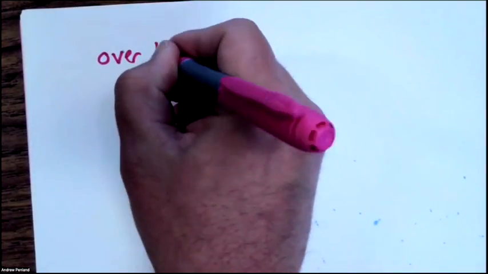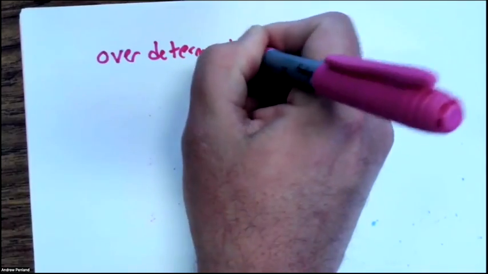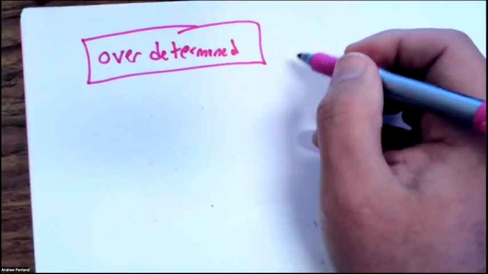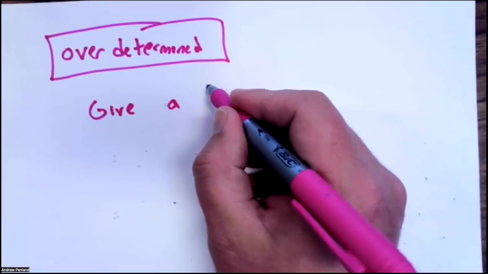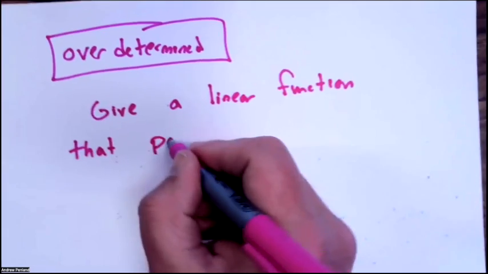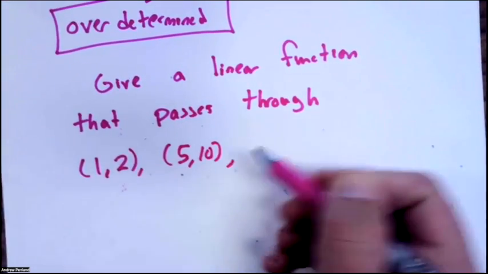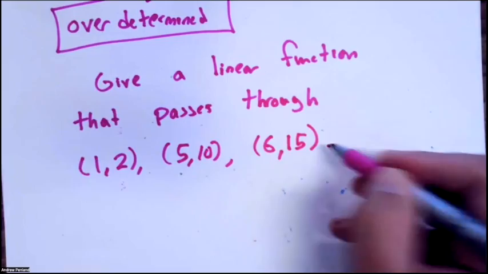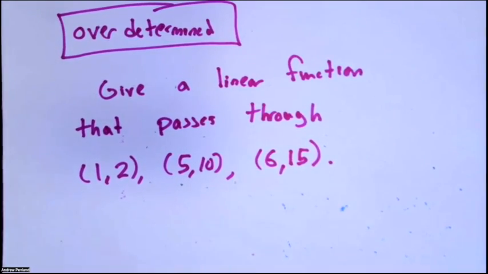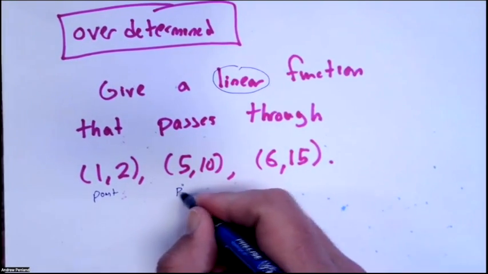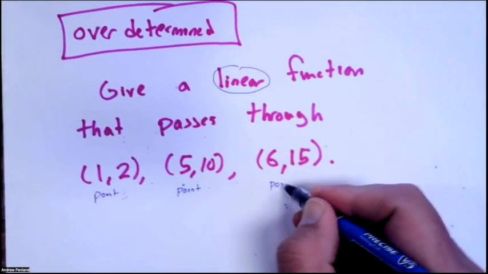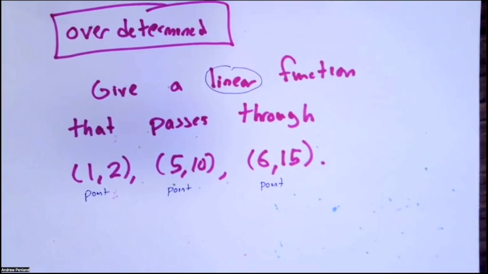Now, it's also possible to have what's called an overdetermined problem, which means that you have so many constraints on the problem, it's actually not possible to solve it as it's stated. An example of this would be: give a linear function that passes through (1, 2), (5, 10), and (6, 15). Can you actually do this? Pieces of information you need to satisfy: it needs to be linear, (1, 2) needs to be a point on the graph, (5, 10) needs to be a point on the graph, and (6, 15) needs to be a point on the graph. And it's not possible to do all four of these things simultaneously.